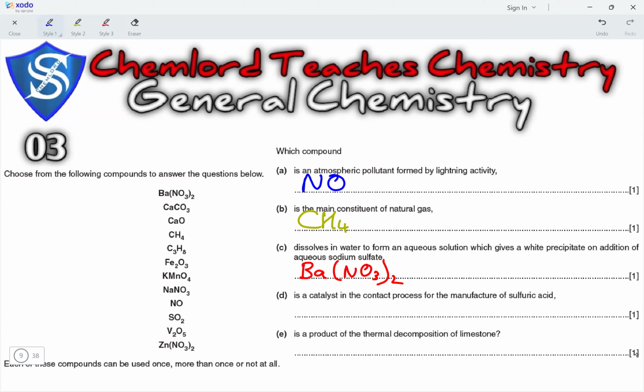Which is a catalyst in the contact process for the manufacture of sulfuric acid? Vanadium 5 oxide is the catalyst in the contact process in the manufacture of sulfuric acid. Which is a product of the thermal decomposition of limestone? So limestone is CaCO3. When it undergoes thermal decomposition, it forms CaO and CO2. So CO2 is not listed in the given compounds, which means the answer for this part would be CaO, or calcium oxide.